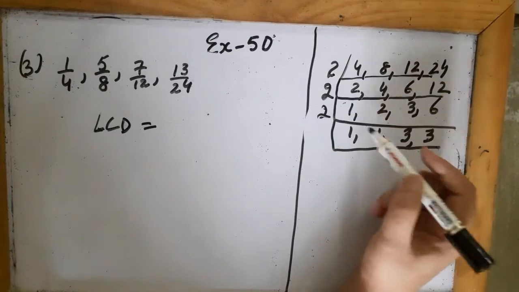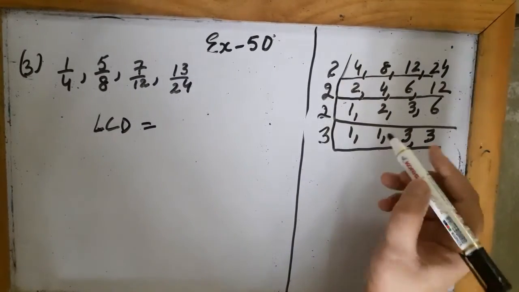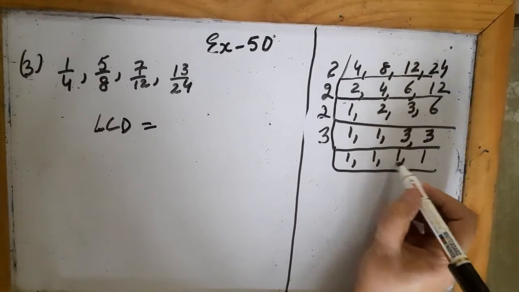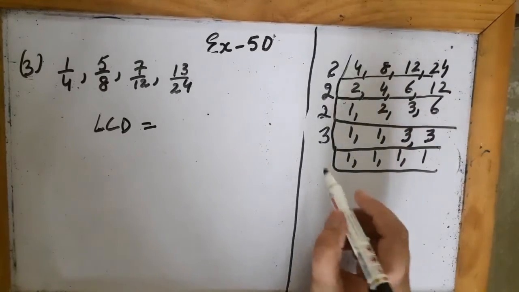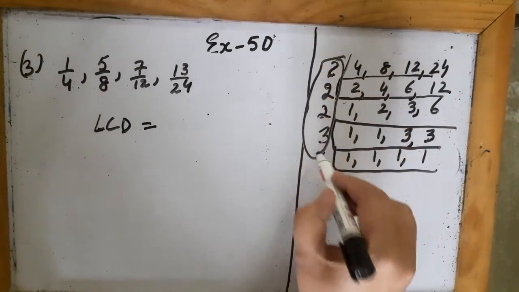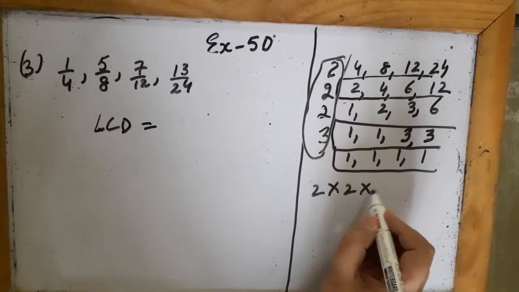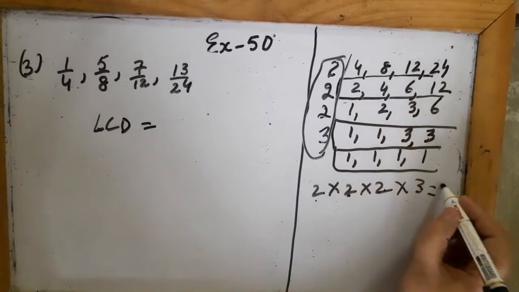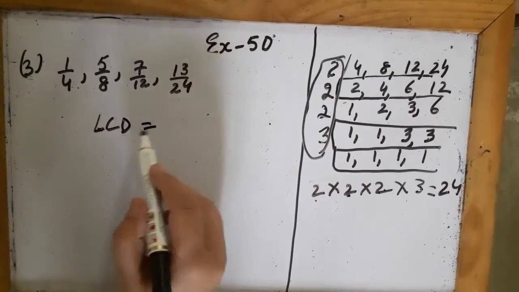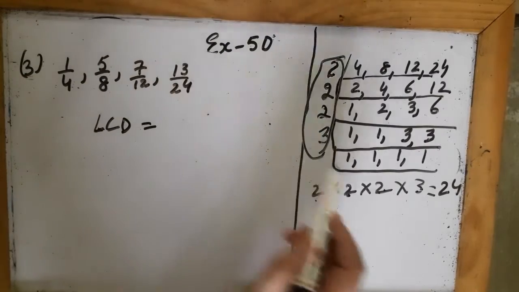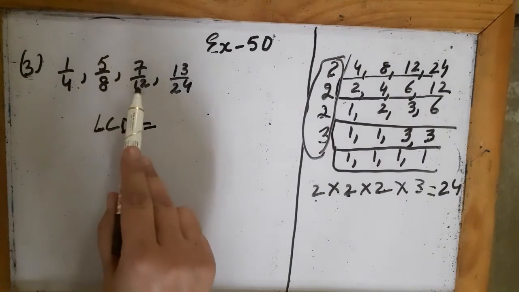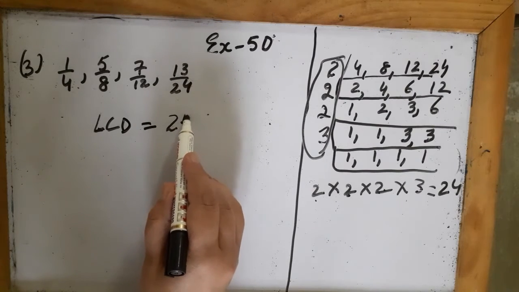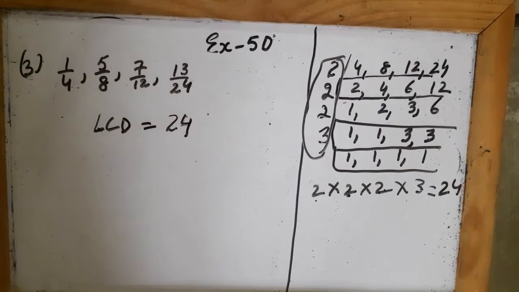Now after 2 the prime number is 3, so I can divide this with 3. So 3 1s are 3. You have to keep on doing this till you get 1 at the last. Now to get the LCM, I will multiply all these numbers: 2, 2, 2 and 3. So what do you get? 2 2s are 4, 4 2s are 8, 8 3s are 24. So my LCM is 24, which means all these fractions will have the denominator 24.